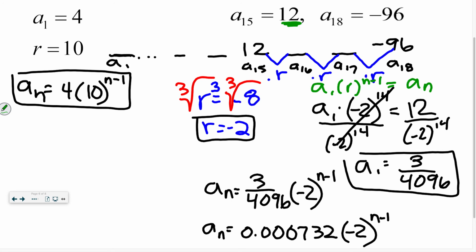12 is a sub n, right? That's the term of the sequence. When the term of the sequence is 12, n is 15. So you would put 15 in for n right here, which would give you an exponent of 14. And we already found r, so we could put in the negative 2, and the only thing missing was a sub 1. So essentially, you're solving a system of equations, but you already know what r is. So then you write a new equation. And you could do that with the other term, a sub 18 equals negative 96. But this would be your final answer, one of these.